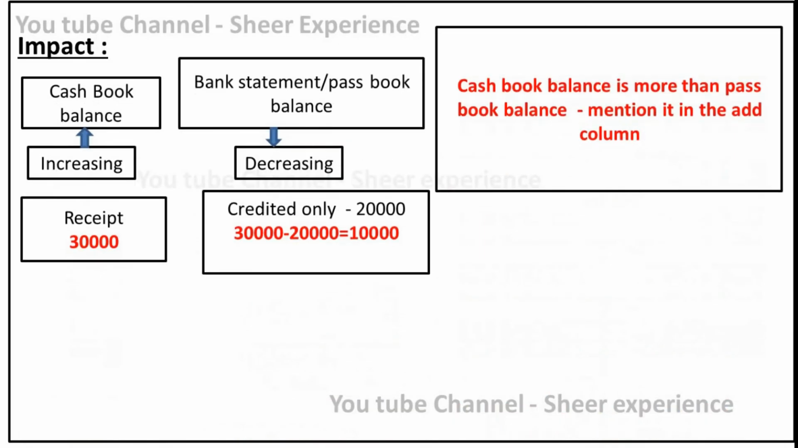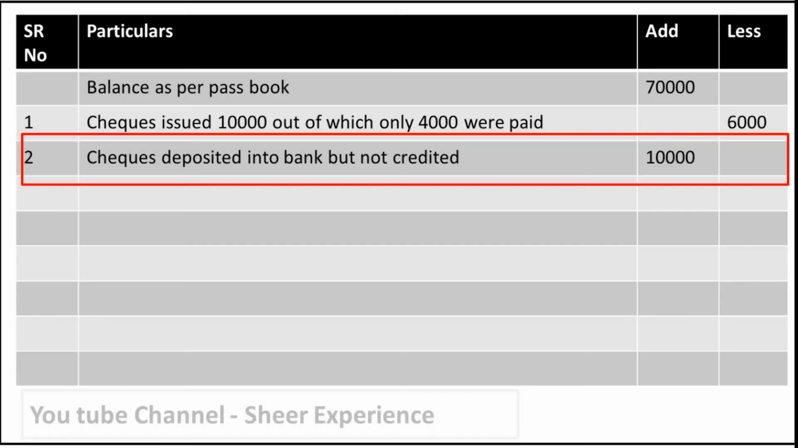Here the cash book balance is more than passbook balance. When I am preparing bank reconciliation statement as per passbook balance, I will refer or check with cash book balances. Here cash book balance is more, so I will mention the amount in add column. So 10,000 in add column, and in the particulars column, checks deposited into bank but not credited.